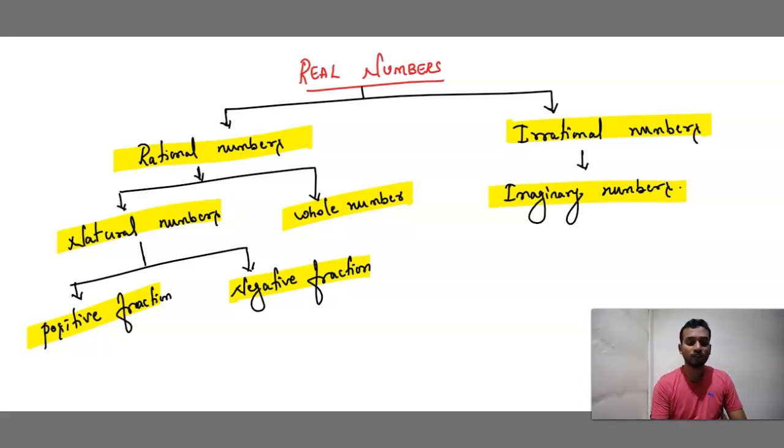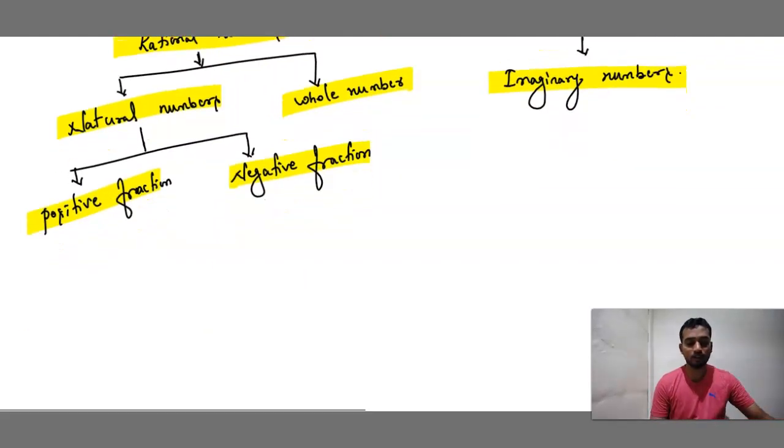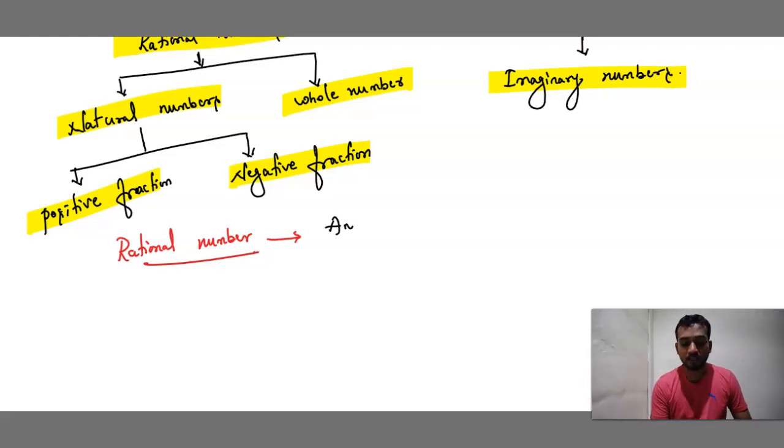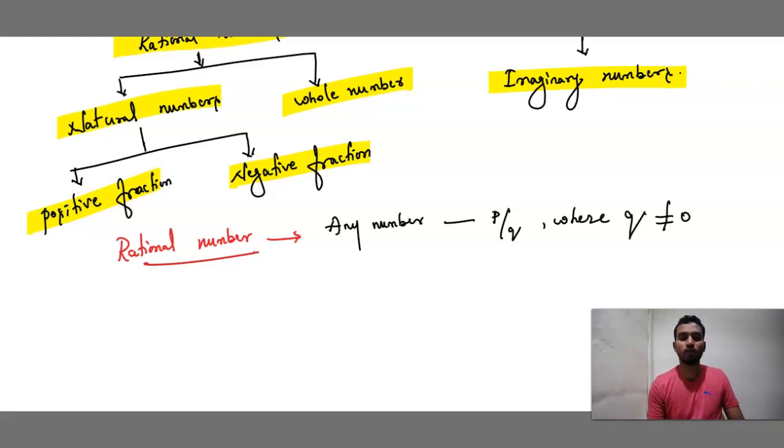Now, first of all, let me discuss what is a rational number. What do you mean by rational number? A rational number is nothing but any number which is in the form of p by q, where q value should not be equal to 0. Any value which is in the form of p by q and q should not be equal to 0, such a number is called a rational number.